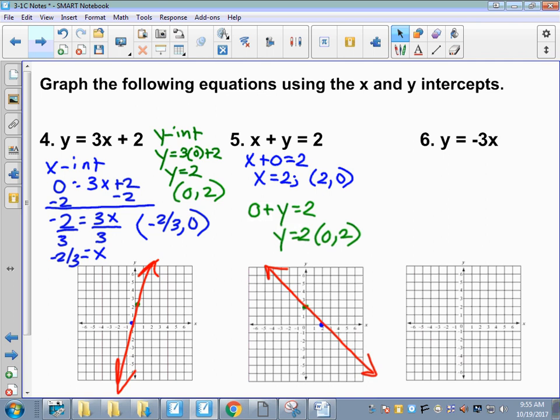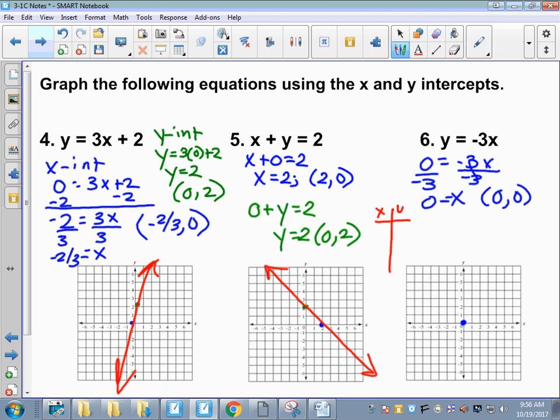And number 6, when I try to find my x-intercept, I plug 0 in for y. I divide by -3, and I get my x-intercept is equal to 0. So when y is 0, x is 0. When that happens, I actually have my y-intercept too, because when you're at 0, 0, your x-intercept is your y-intercept. They're both the same point. When this happens, you can't graph using x and y-intercepts. So what we have to do is resort back to our table, because you only have 1 point. And if you only have 1 point, you can't connect anything.